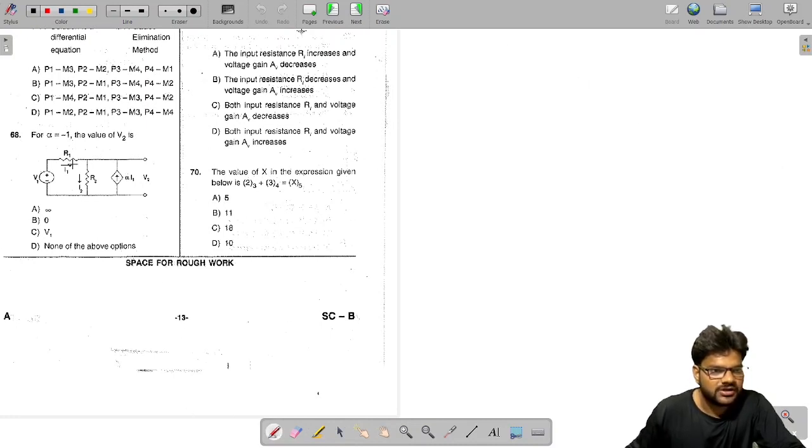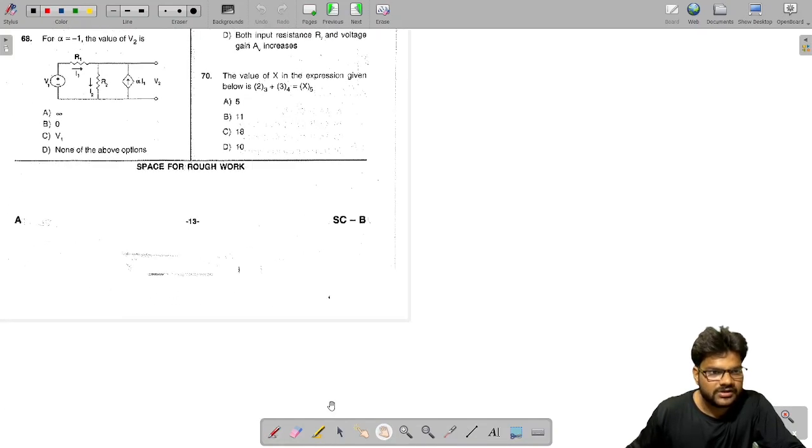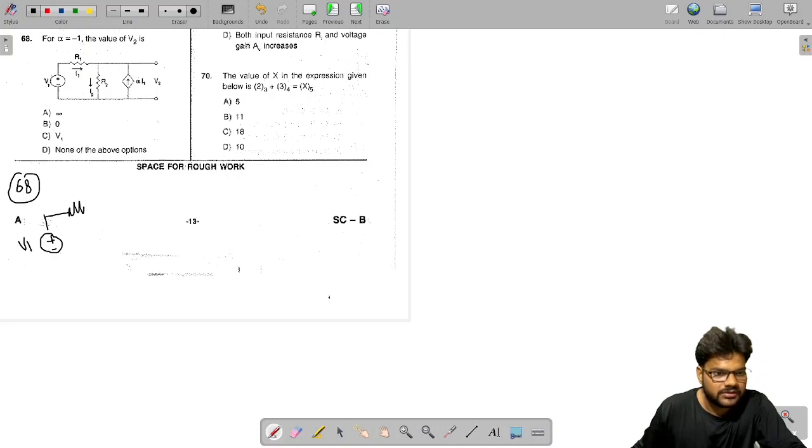This is a simple question. What we are given: for alpha equals minus 1, the value of V2. So for alpha equals minus 1, let's make this circuit. This is question number 68. This is V1, and a resistor R1 is connected, and the current in this is I1. Again we have a resistor R2, and the current in this branch is I2.